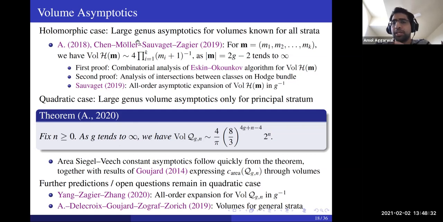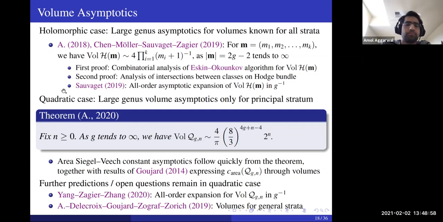But one can also ask for the correction. If I divide both sides by this quantity, it tends to one. And one plus what? It turns out this is going to have some expansion in g inverse. It's going to be like one plus c over g plus c prime over g squared, and one can compute those c's and c primes, et cetera. So both the asymptotics and their full corrections are understood in full detail in the holomorphic case.